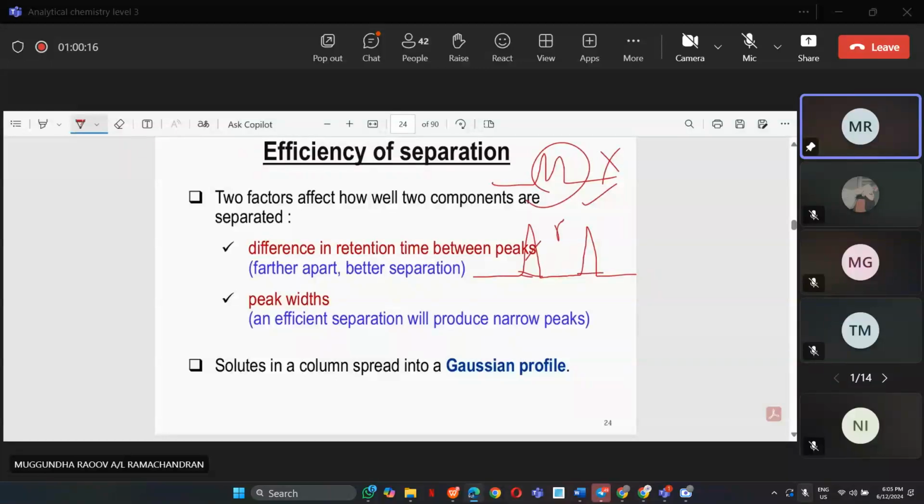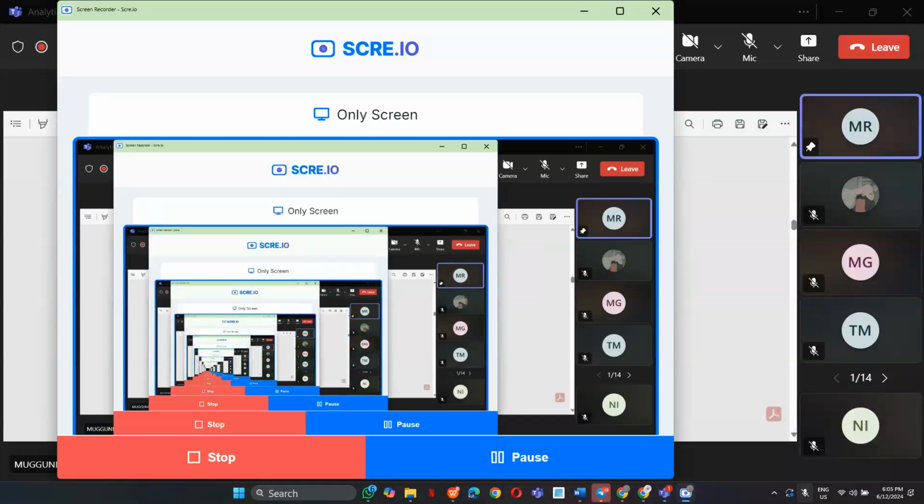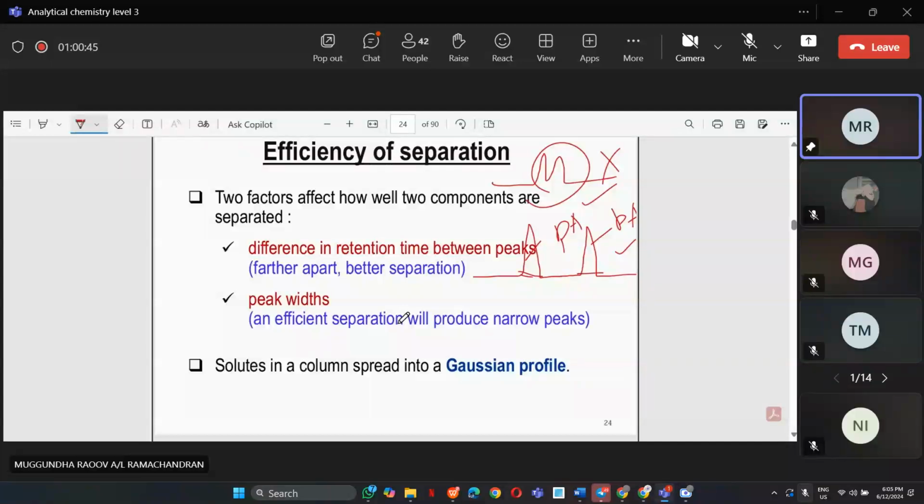We can quantify the peak area of each individual peak. But here, since this is a not well resolved peak, we consider this not a good separation. This one is actually a good separation. Basically, the difference in retention time between peaks: the further apart, the better the separation. And then the peak width.